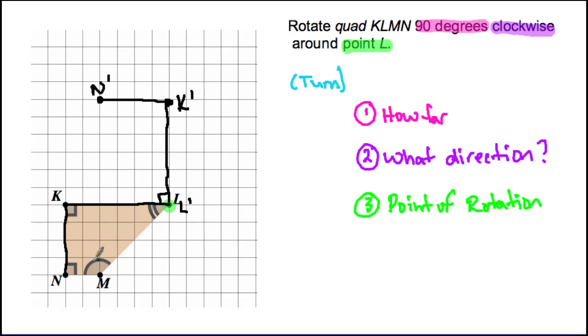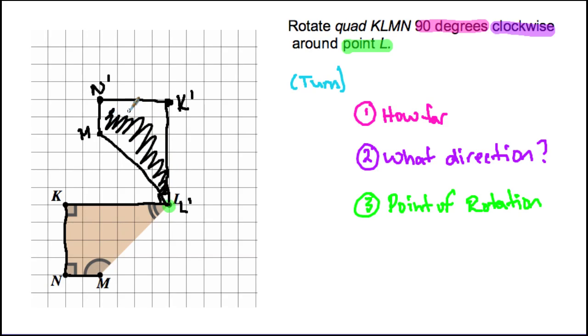Then I can see that point M is 2 spaces away, but now if I rotate that 90 degrees, it's actually going to be below. And then I just have to connect up M and L. So I get my new shape, which has now been rotated 90 degrees.